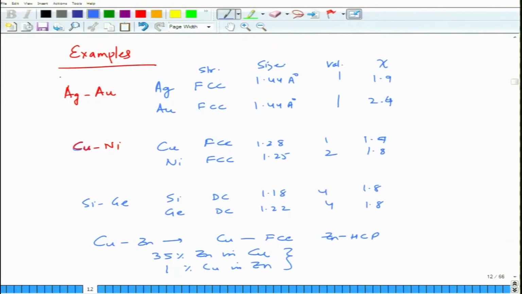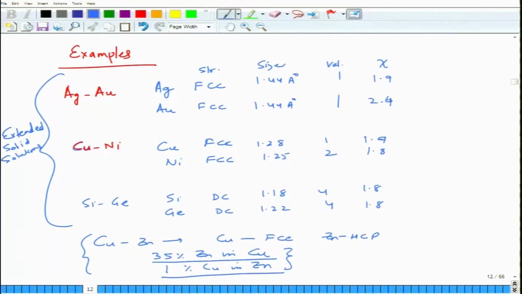Okay. So these are extended solid solutions, spanning from pure copper to pure nickel, or pure gold to pure silver, or pure silicon to pure germanium, and this is a partial solid solution. It makes a solid solution up to 35% zinc on the copper side, and it makes a solid solution only up to 1% copper on the zinc side. If you are between these two ranges, then they make second phases which may or may not be solid solutions, but they are different phases. Okay, because it cannot accommodate more zinc or more copper in it.